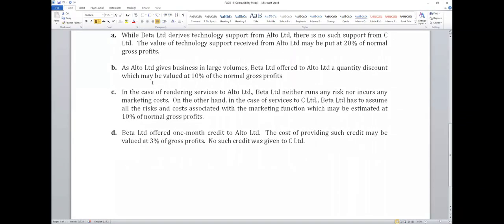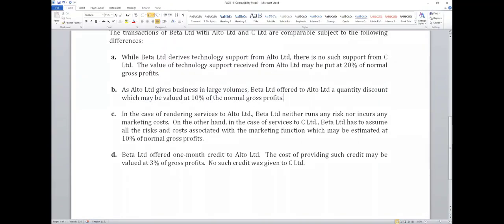இது one reason. Another reason, Alto Limited gives business in large volumes. AE gives business in large volumes. Therefore, we are offering them a quantity discount which may be valued at 10% of the normal GP. Is it clear? Our discount sir AE because they give business in large volumes. As a result, we are giving. அப்படின்னா C Limited or unrelated party அவங்களுக்கு நாங்க டிஸ்கவுண்ட் கொடுக்கிறது இல்ல. Why we are giving discount only to Alto? Because they give business in large volumes.